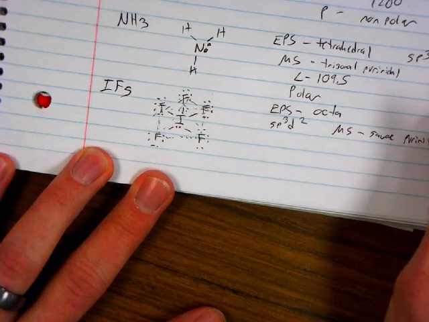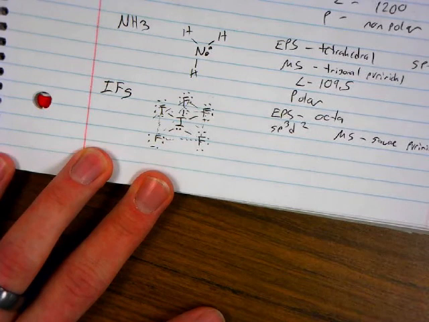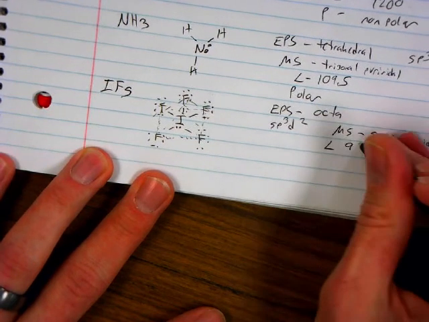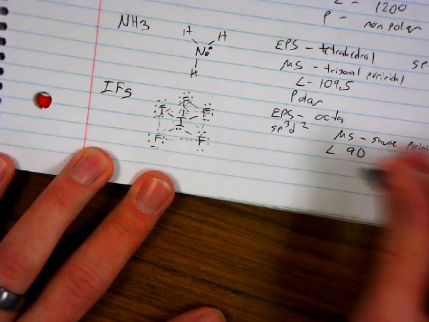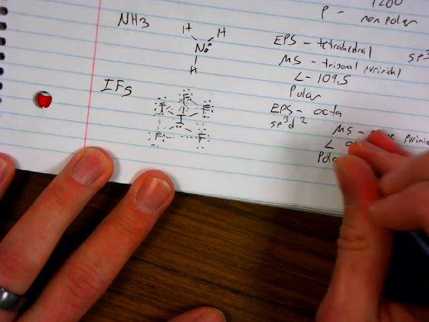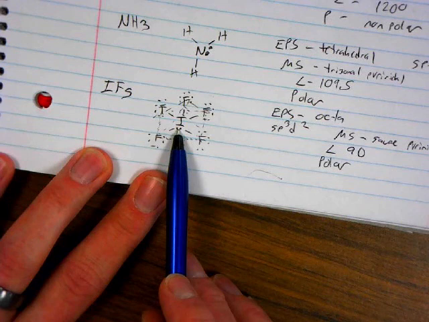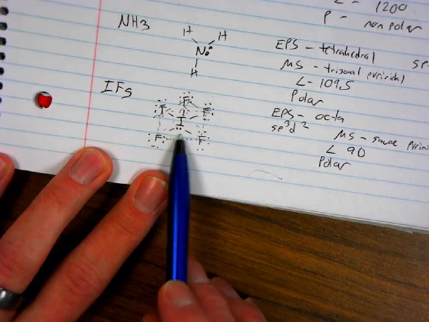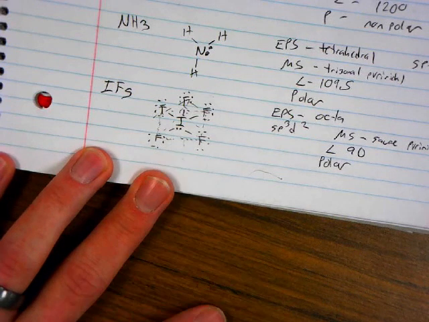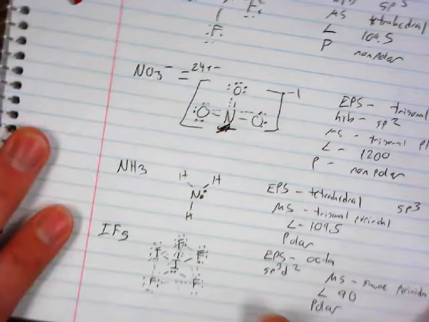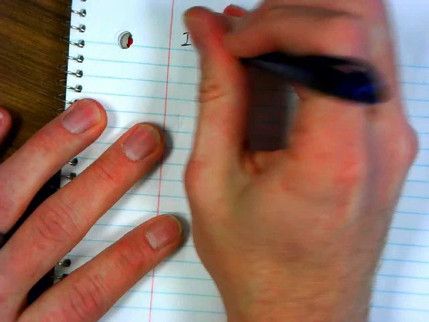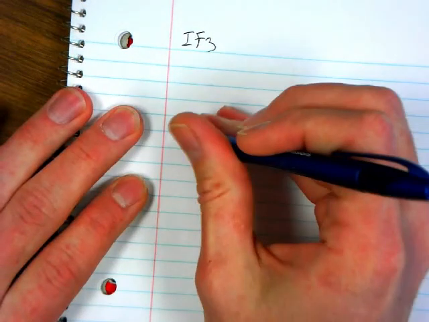I tried to give you a hint for the molecular structure. What is it? Square pyramidal. Angle is? They're all 90. Polar or non-polar? That's polar. Got a lone pair, right? This is not an even distribution, because of that lone pair.